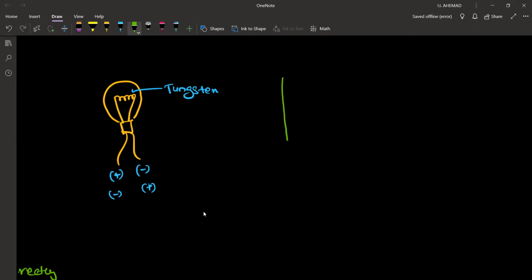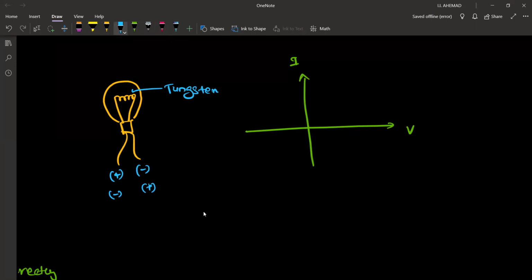If we plot the V versus I, when voltage increases, the current flowing through this will increase, then this will heat up. When this heats up, resistance increases. Therefore, current will gradually decrease. So our graph will look something like this.